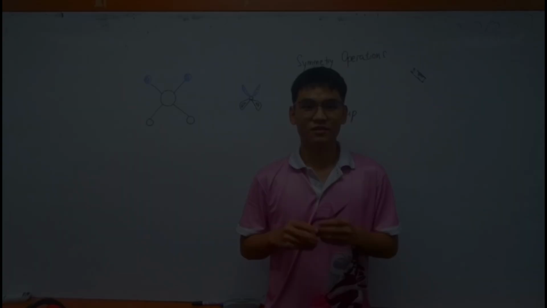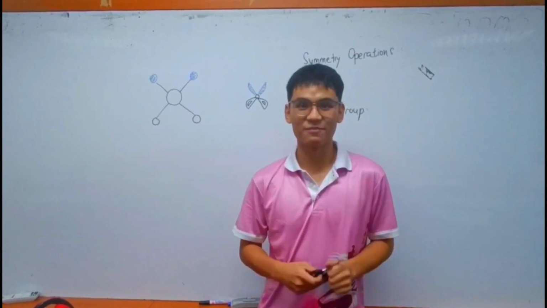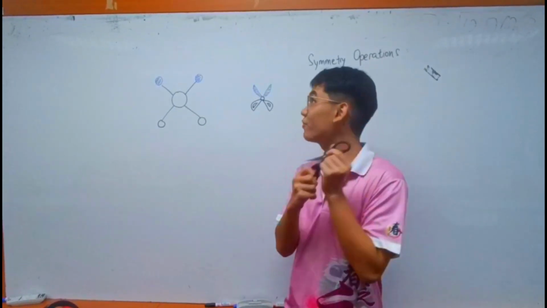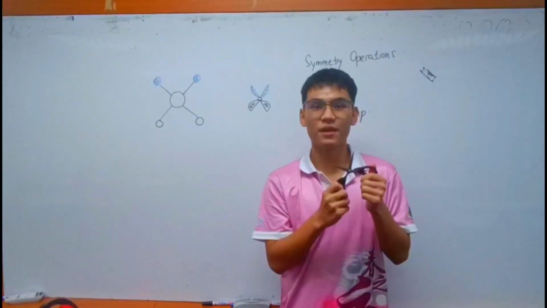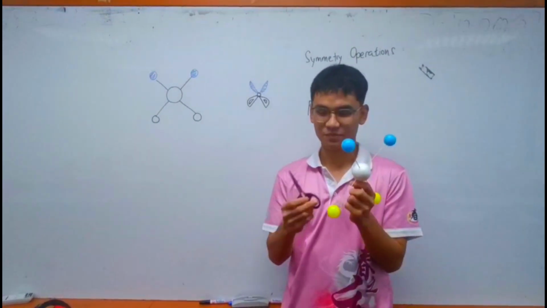That's all. Do you know that everything in our surroundings has its own symmetry elements and point group? For example, in these scissors, we can find the point group and symmetry operations by using our model. So, let's take a look at our model.